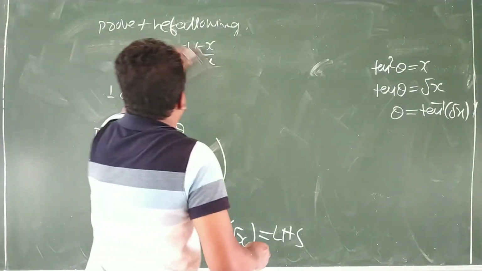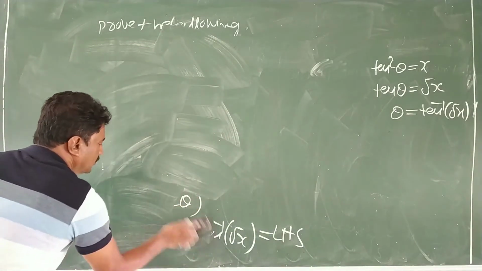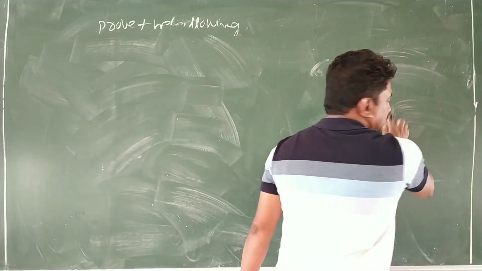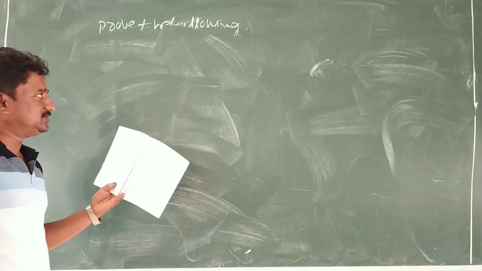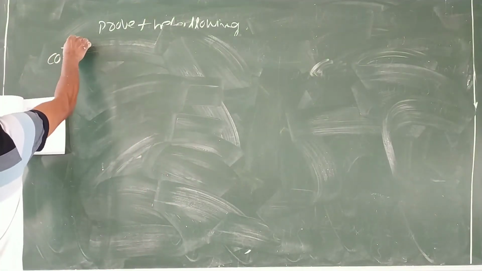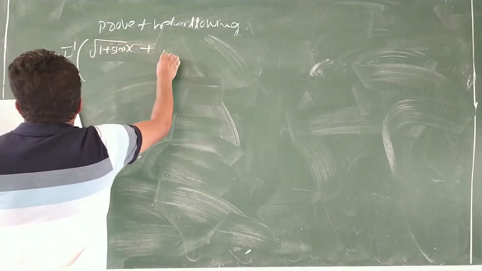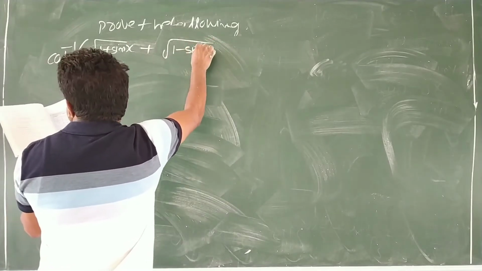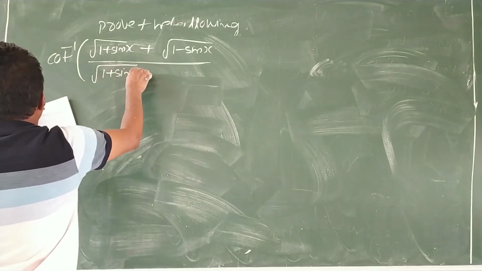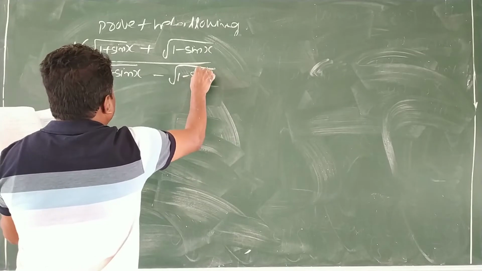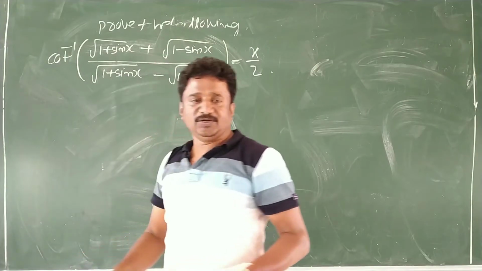Now let's go for proving one more. So next question: cot inverse of (root of 1 plus sin x plus root of 1 minus sin x) by (root of 1 plus sin x minus root of 1 minus sin x) is equal to x by 2.